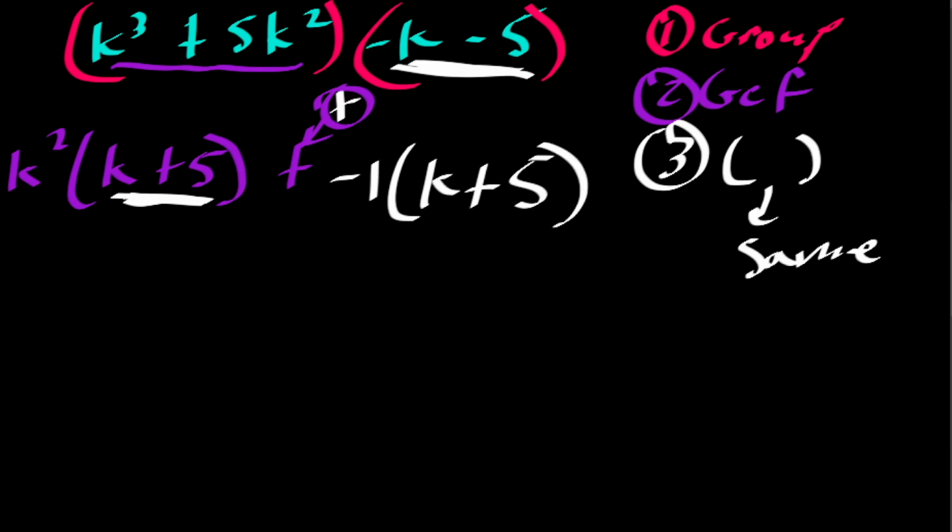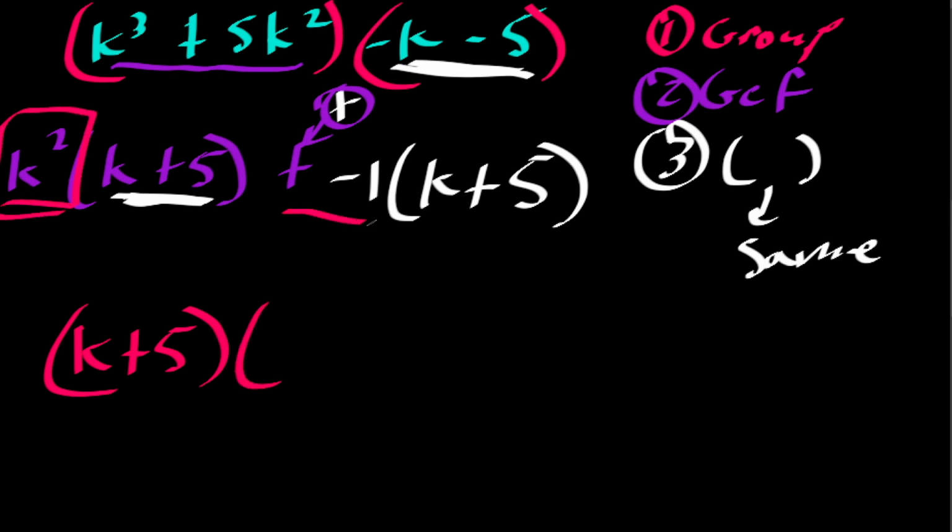So now, our two parentheses that are the same, that's our first factor. So k plus 5 is our first factor. Everything that's on the outside is our second factor. Now, we have k squared plus a negative 1, and plus a negative 1 is just minus 1. All right, so now those would be our factors.